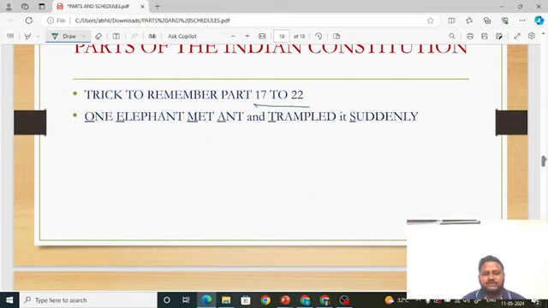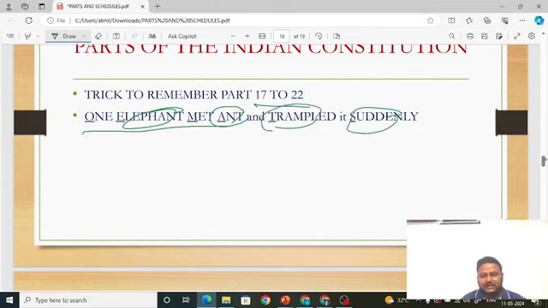This is a very funny sentence, but these funny sentence words you can remember. So, one elephant met ant and trampled it suddenly. An ant can irritate an elephant by biting it, but the elephant may not be able to do something. But when it is on the ground, immediately it's trampled. Trampled means stamping on it. One elephant met ant and trampled it suddenly.